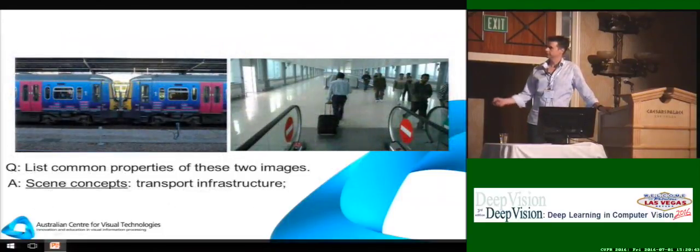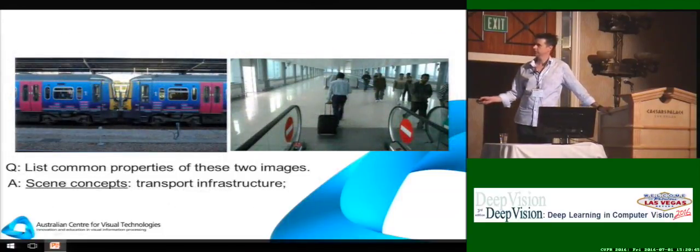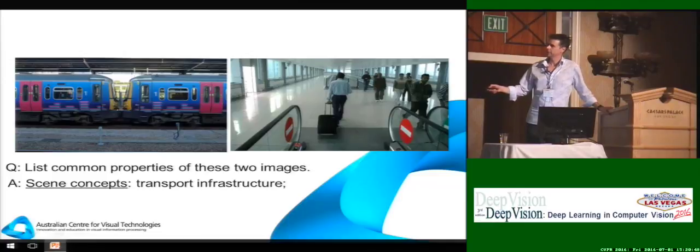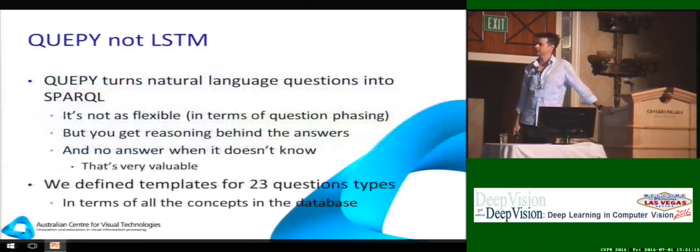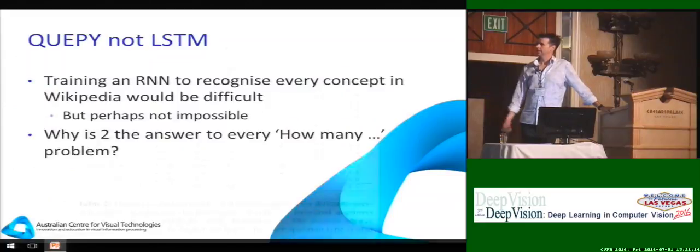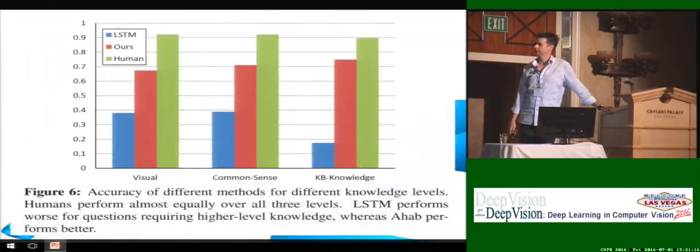Let me skip through a bit. List common properties of these two images. Scene concepts, transport infrastructure, right? You give it a train station and an airport, and it tells you that they're both transport infrastructure. There's no features in common between these images, right? There's nothing visible between them that tells you that they have that similarity. It's going through the RDF database, it's going through the knowledge base that gives you the capacity to answer that question. And it's based on QP, not LSTMs.